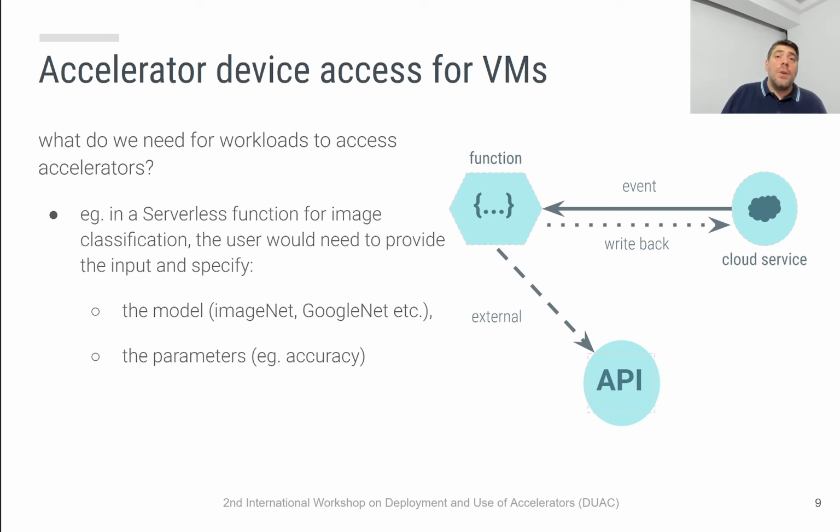We were thinking regarding these options that are available for hardware acceleration on serverless. What do we actually need for a workload to access accelerators? For example, in a serverless function for image classification, the user would need to provide the input and specify the model for the classification and the parameters, the accuracy, for instance. So, no need for low-level CUDA calls, no need for complicated drivers, virtual GPUs, PCI, support for hypervisors, stuff like that.